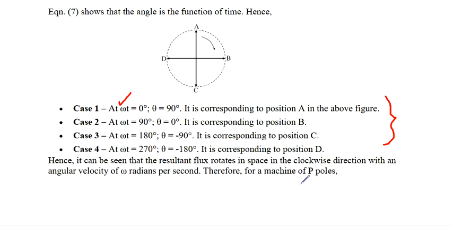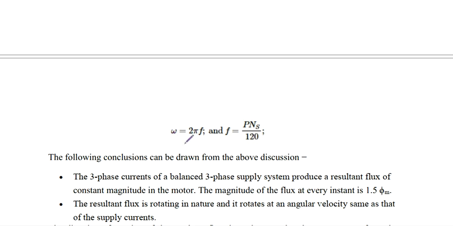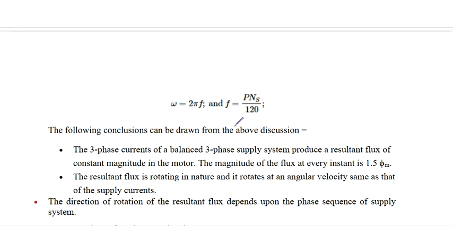Therefore, for a machine of p poles, we can say that omega will be 2 pi f, we all know that, and f is equal to p Ns by 120. So with the relationship between mechanical angle and electrical angle, you can get this, right? So finally the conclusions are that the three-phase currents of a balanced three-phase supply system produce a resultant flux of constant magnitude in the motor, which is equal to 1.5 phi m. And this resultant flux is rotating in nature, and it rotates at an angular velocity same as that of the supply currents. Fine, because that is omega.